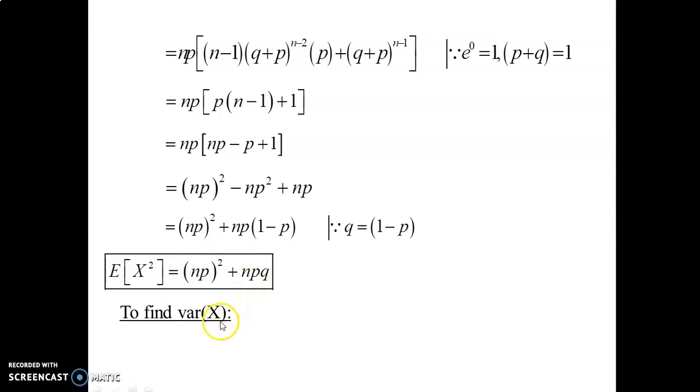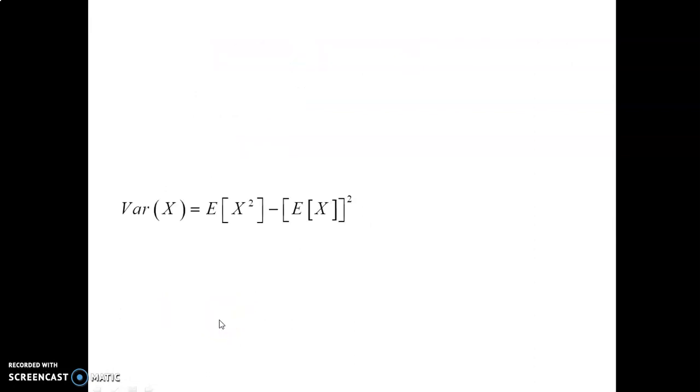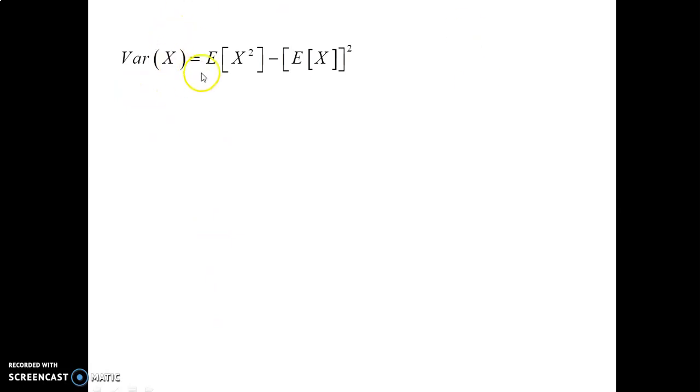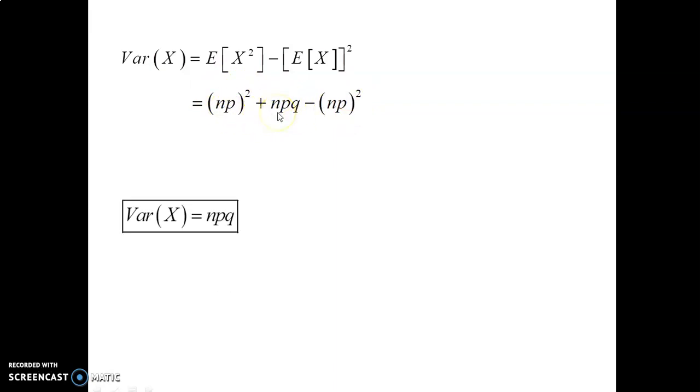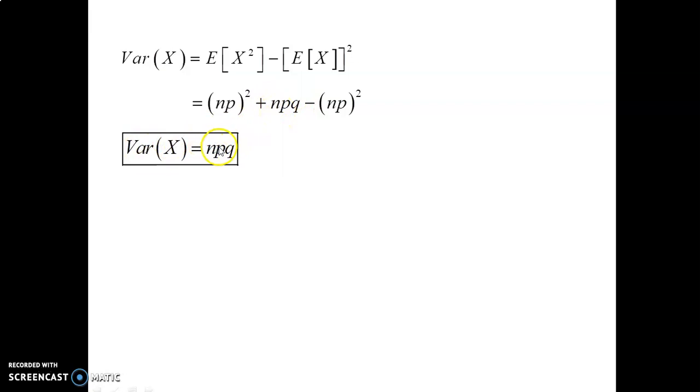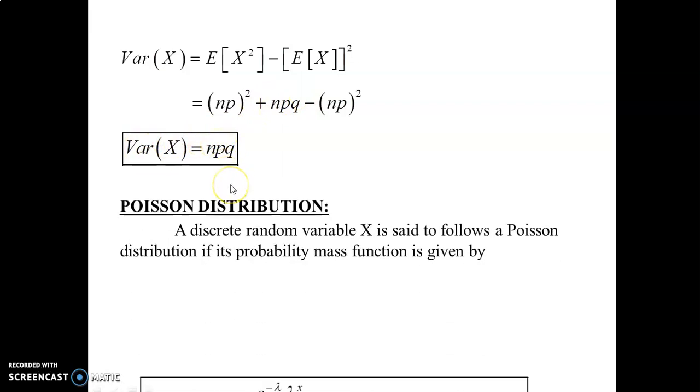Next, to find variance of x. The variance formula is equal to E of x square minus (E of x) whole square, equal to (np) whole square plus npq minus, the E of x value is np, so (np) whole square. Now (np) whole square minus (np) whole square cancel. Now we get the answer npq. That is the variance.